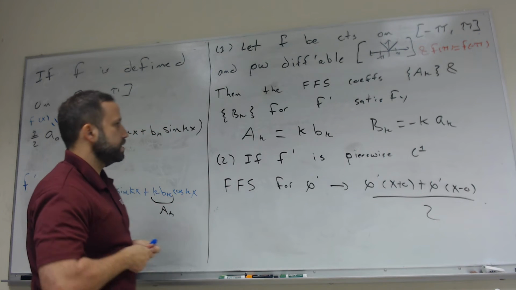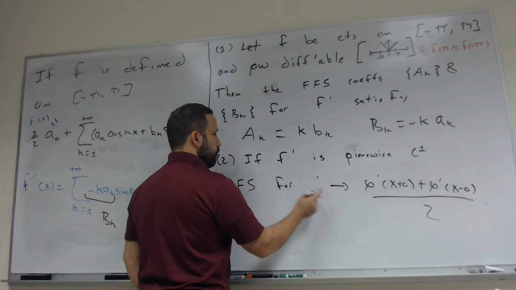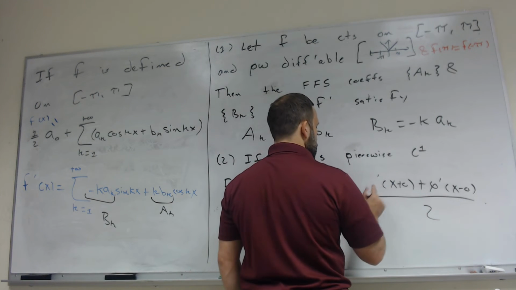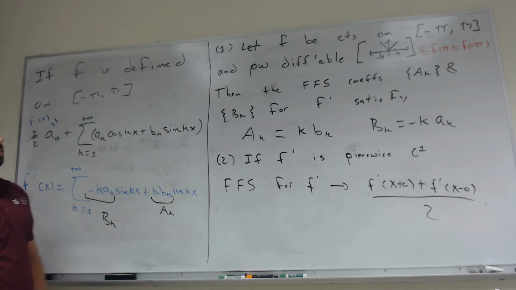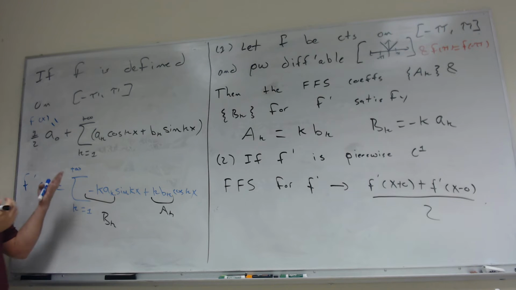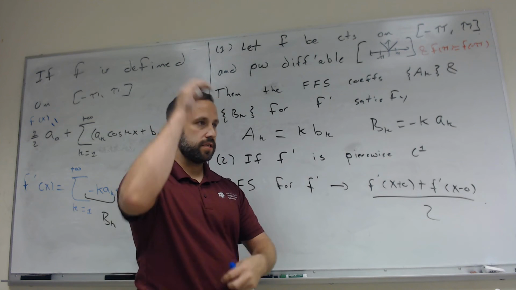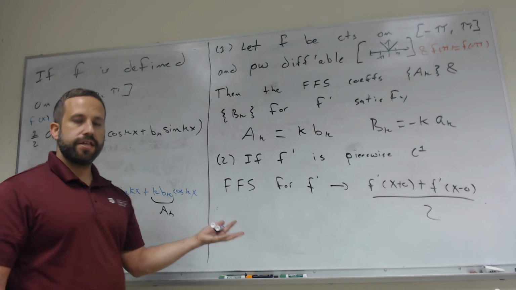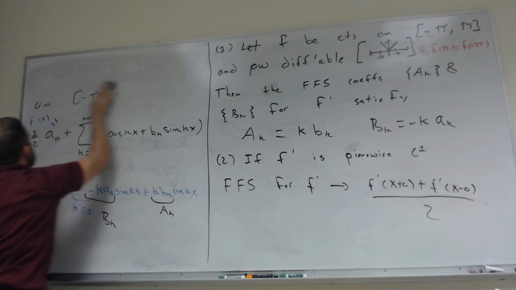If f prime is piecewise continuous, then the full Fourier series for f prime converges to f prime of x plus 0 plus f prime of x minus 0, over 2. In other words, the average. If f prime is continuous, this is just equal to f prime of x. If it's discontinuous, it converges to the average of the jumps. Okay, and given the theorem that we looked at on Wednesday, this is about the best that we can do. So let's look at an example.